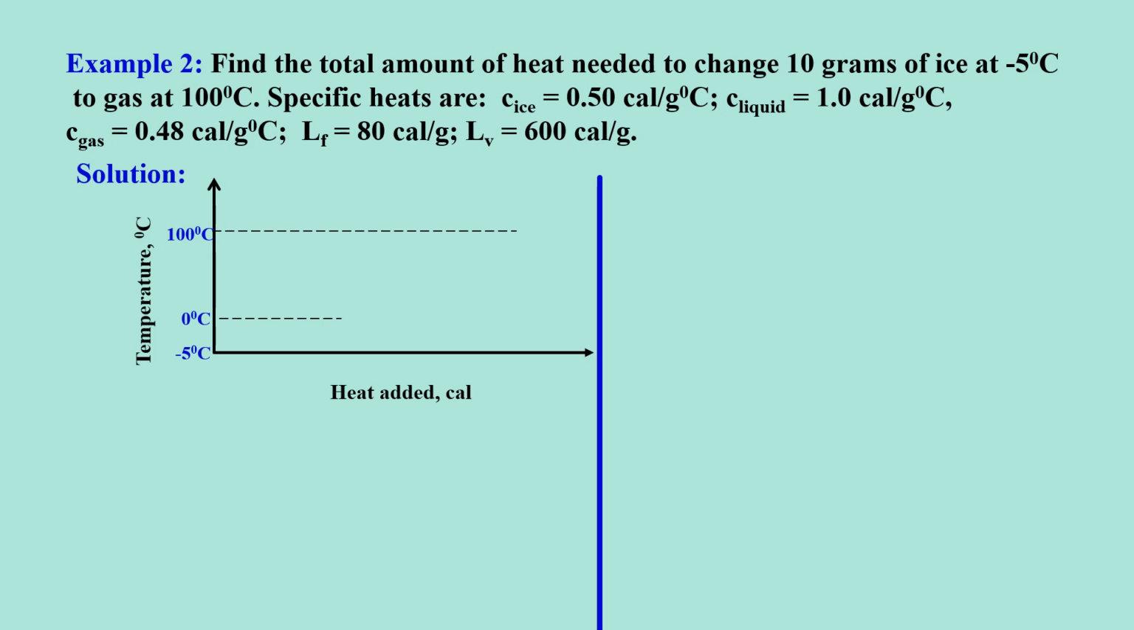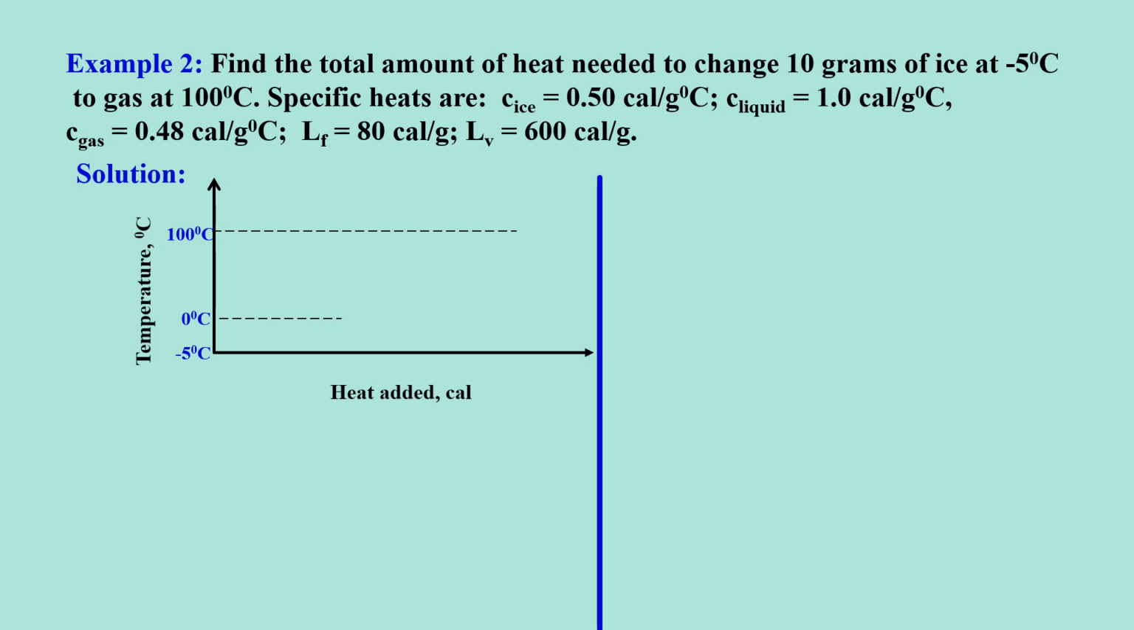Example number 2. Find the total amount of heat needed to change 10 grams of ice at minus 5 degrees Celsius to gas at 100 degrees Celsius. Specific heats are given. C of ice is 0.5 calorie per gram per degree Celsius. C of the liquid is 1 calorie per gram per degree Celsius. C of gas is 0.48 calorie per gram per degree Celsius. The latent heat of fusion of ice is 80 calories per gram, and the latent heat of vaporization of water is 600 calories per gram.